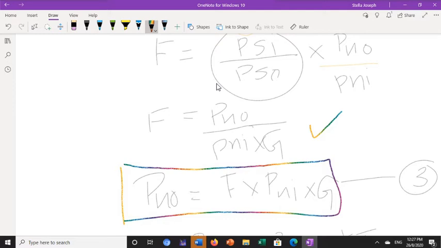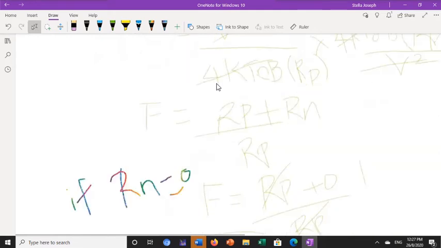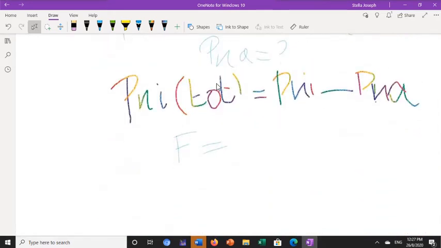Now I'm taking this equation for PNO. I'm going to derive it from the noise factor. So I'm going to use F is equal to PNO divided by PNI into G. So F is equal to PNO divided by PNI into 1 by G. So now I can find out what is PNO.